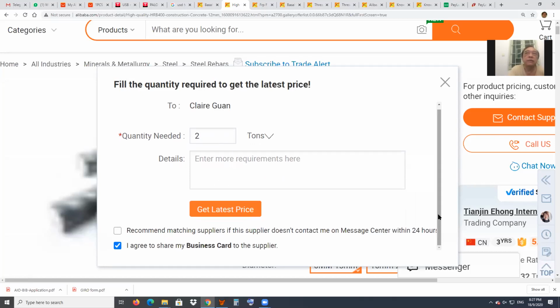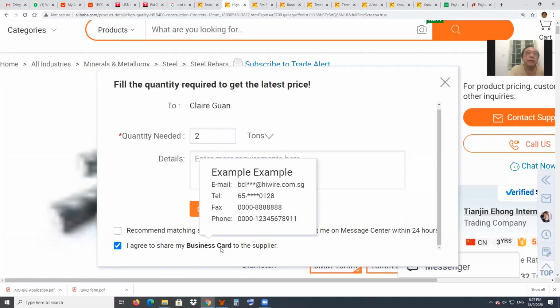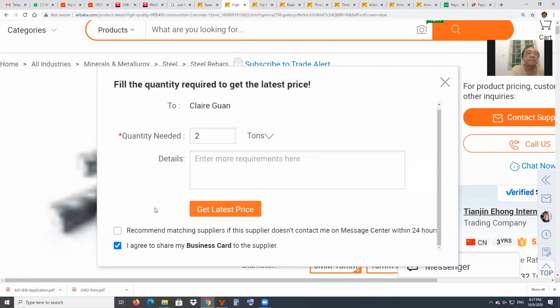Okay. The other thing you may want to notice is here. It says I agree to share my business card to the supplier. There will be your name, your telephone number. I don't have a fax number. That's my name, my email address and the telephone number. And then if you tick this, they will recommend matching suppliers if the supplier doesn't contact me on the message center within 24 hours. So if you don't get a reply, then other suppliers will come.